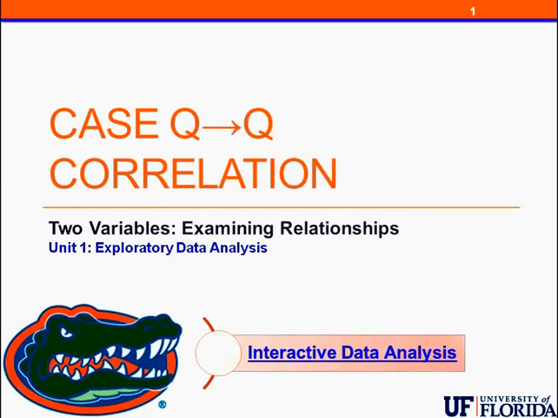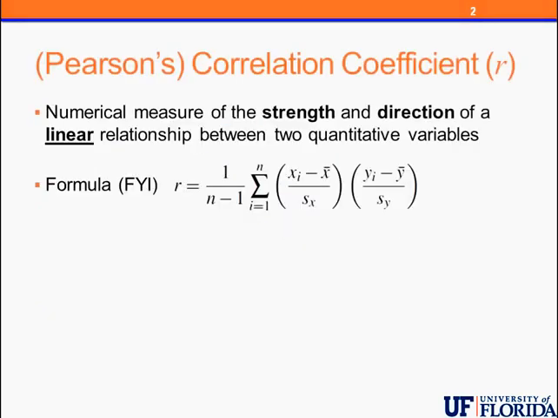Now we look at one common measure of strength for linear relationships between two quantitative variables. Pearson's correlation coefficient, denoted with the lowercase r, is a numerical measure of both the strength and direction of a linear relationship between two quantitative variables. In general, the term correlation coefficient will imply Pearson's correlation coefficient.